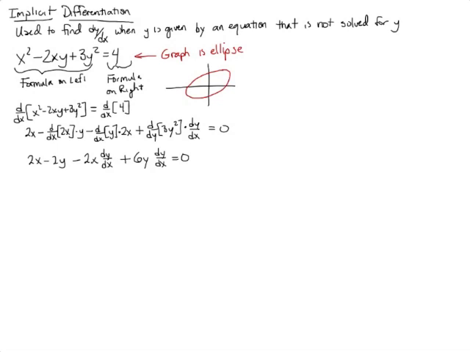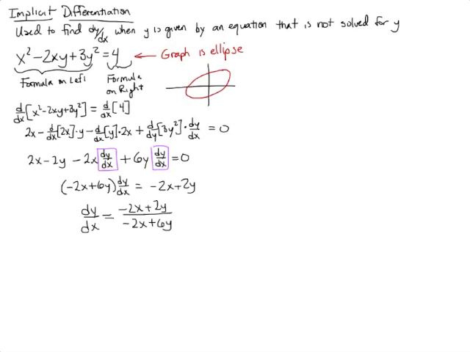So now my goal is to solve for the derivative, which appears in two places. So what I'm going to do is solve for that variable. I need to subtract 2x, I need to add 2y to both sides, and I'll factor out the common factor dy/dx. I can now divide both sides by negative 2x plus 6y. And I have it. The derivative of y with respect to x is always found by taking the point x and y, plugging them into the formula negative 2x plus 2y all over negative 2x plus 6y.